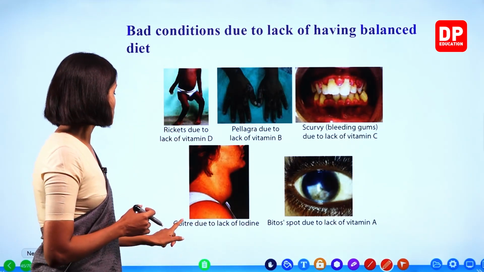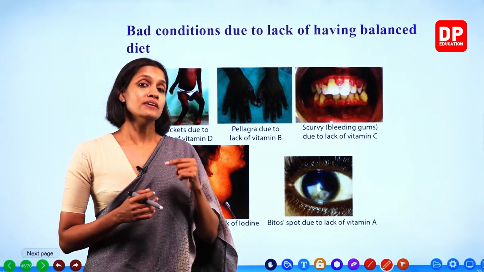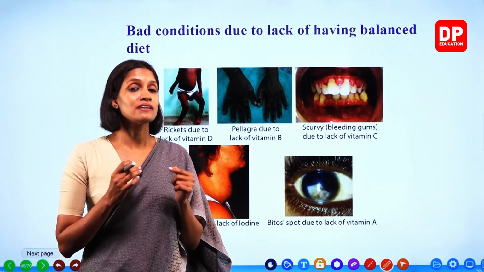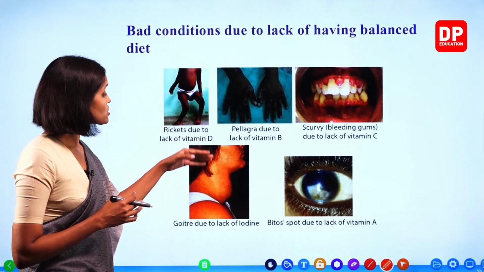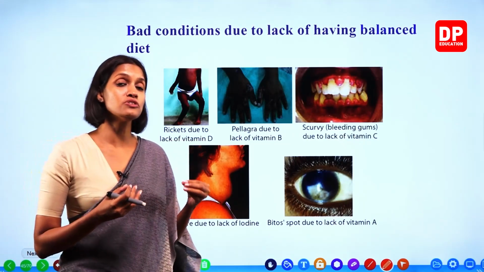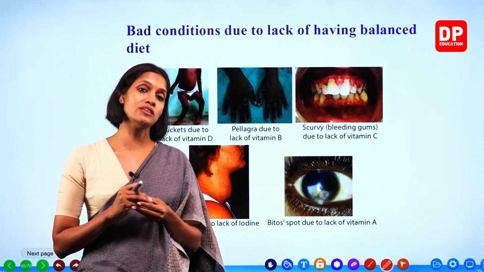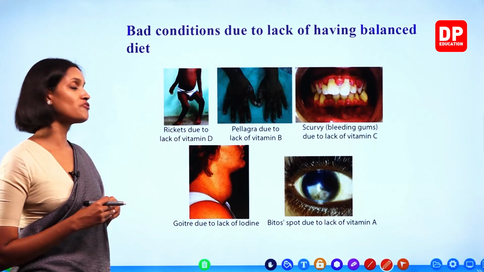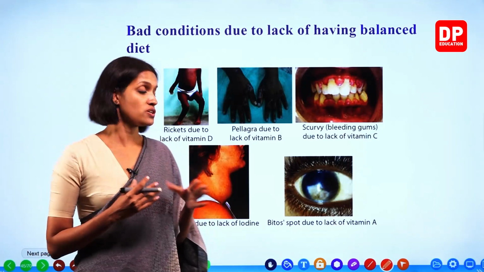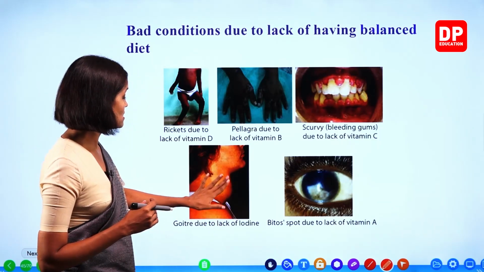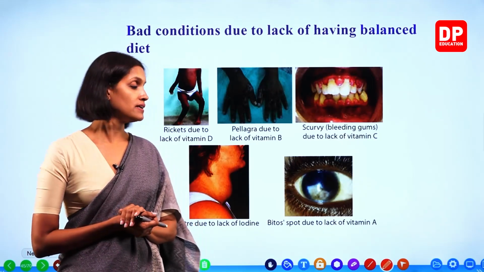Okay, children. So goiter due to lack of iodine. Now earlier I explained, closer to your larynx, a gland called thyroid gland is present, right? So for the functioning of the thyroid gland, you need to take enough amounts of iodine, right? The adequate amounts of iodine must be there. So when you don't have the right amounts of iodine in your body, your thyroid gland gets enlarged. Therefore, your neck will look like this, right? This condition is known as goiter, right?